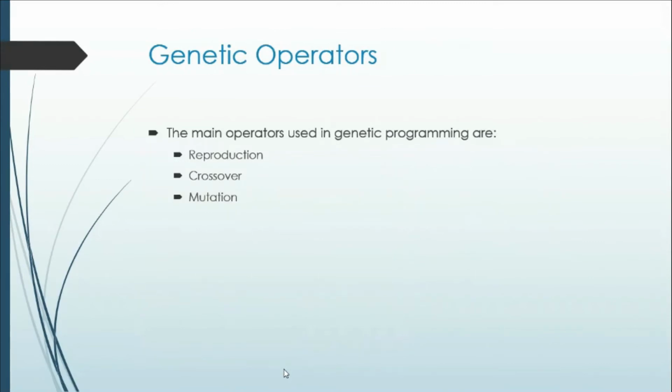Then the genetic operators that are being used in genetic programming are the same as in our genetic algorithm itself. There are no changes, but how it is being implemented in genetic programming, that is what we are seeing here. So the main operators used in genetic programming are reproduction, crossover, mutation. Obviously, selection is also there.